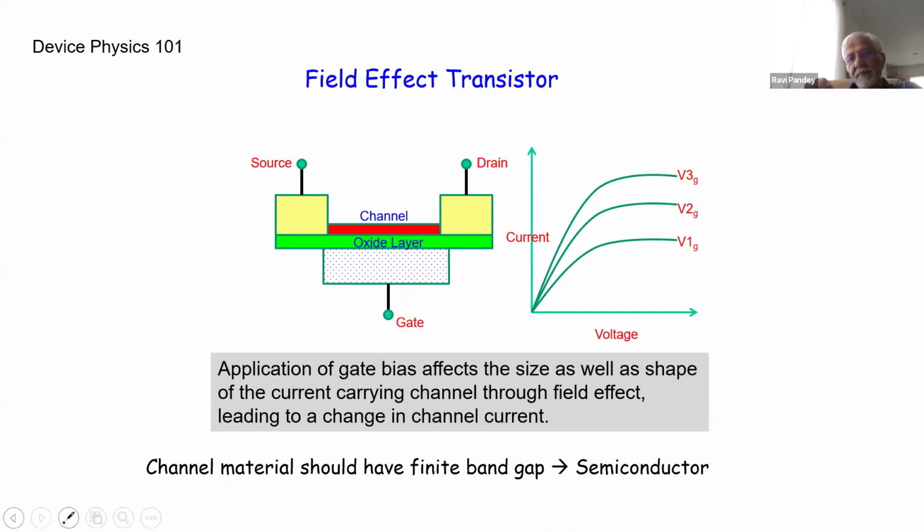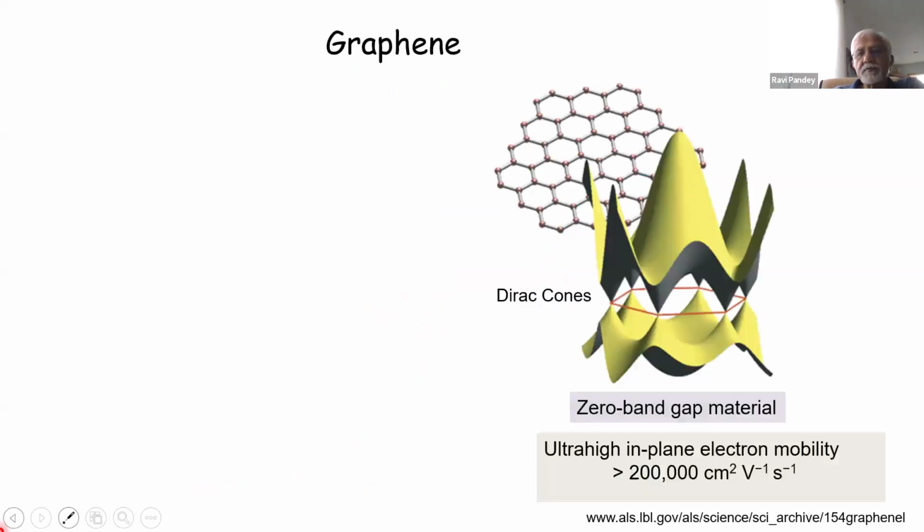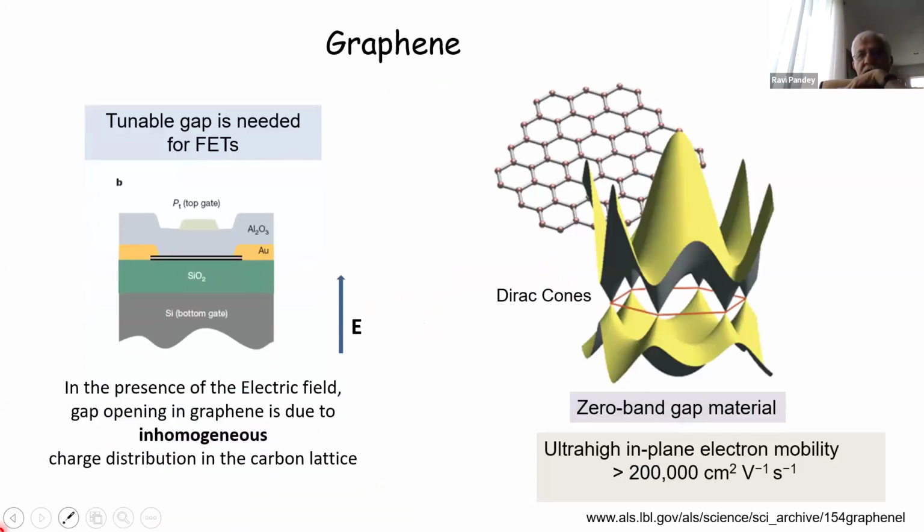It has to have a gap. It doesn't matter what the magnitude is, but the gap is a necessary requirement. So you heard about graphene, and as you know, graphene is a zero gap material, but it has very, very high in-plane electron mobility. But being a zero gap material, we simply cannot use graphene as a field effect transistor channel material.